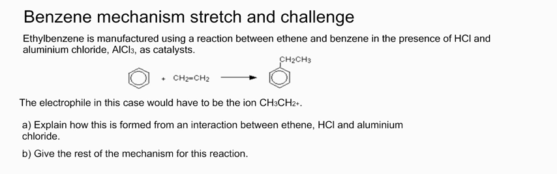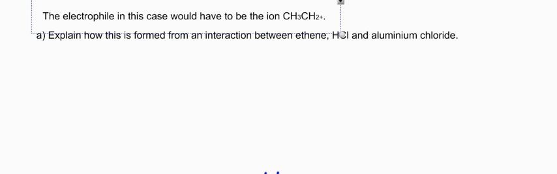The tricky part of this question is the first part, explaining how ethene, HCl and aluminium chloride will react together to produce our electrophile CH3CH2+. So we'll look at this first. Focusing on this particular part of the question, what we've got to think about is exactly how we're going to form CH3CH2+. We've got HCl and AlCl3 to help us. Just think about that for a moment.